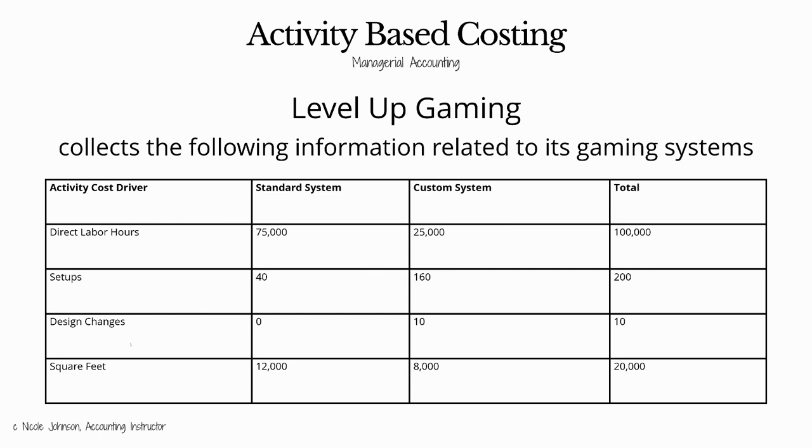For design changes, the standard system expects to use 0 and the custom system 10. And for square feet, we have 12,000 allocated to the standard system and 8,000 allocated to the custom system. The totals on the right match up to the totals for the budgeted activity in the previous slides. So direct labor hours total is 100,000, setups are 200, design changes are 10, and square feet is 20,000.